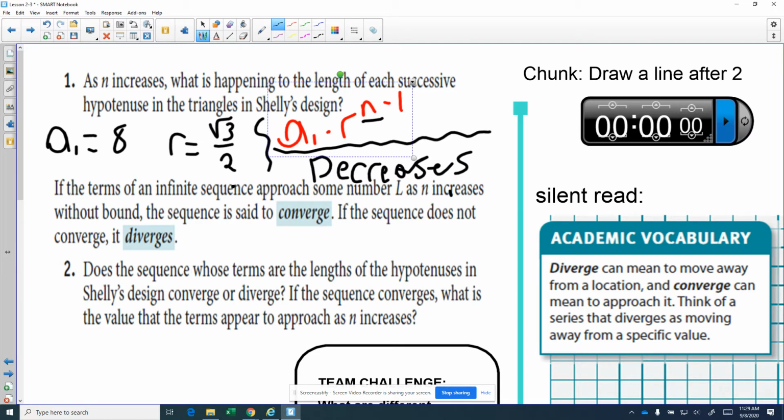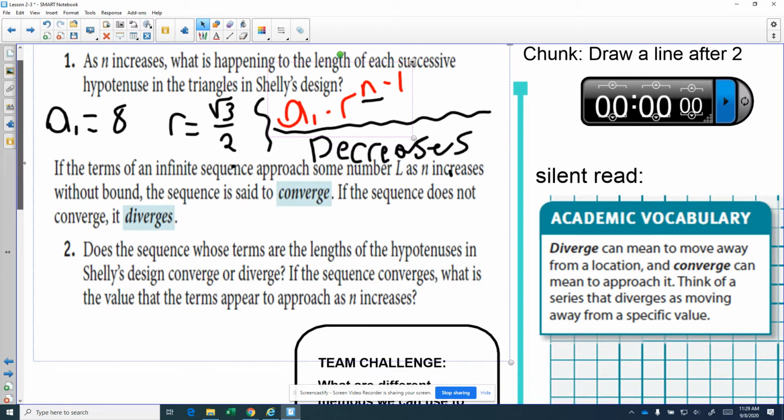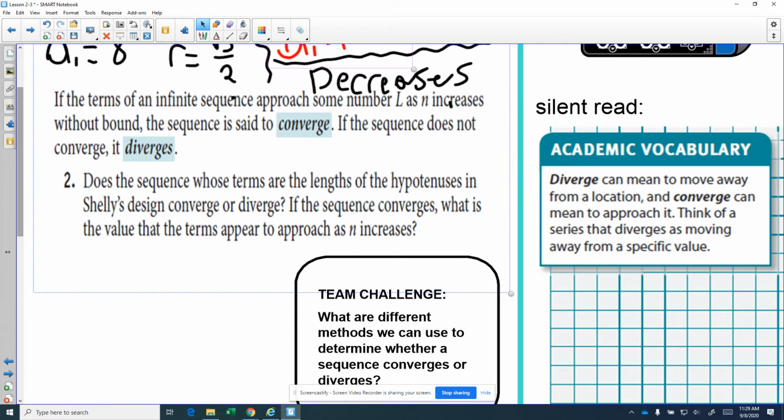So it decreases, and that's an important concept to understand. Even though we're going into the next triangle, going up in our triangles, our answers are actually decreasing each time. This is where the first important piece of information comes into play. An infinite sequence basically means that we have a sequence that doesn't end. If an infinite sequence approaches some number L as n increases without bound, the sequence is said to converge. If the sequence does not converge, it diverges.